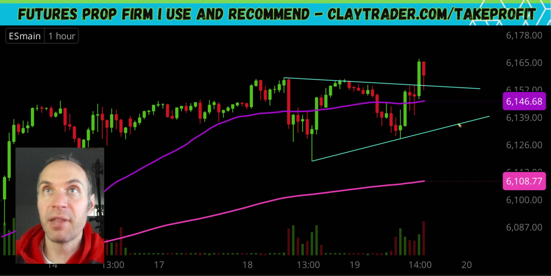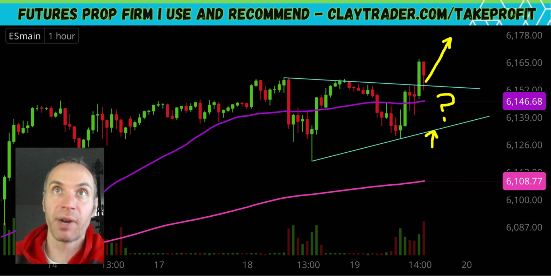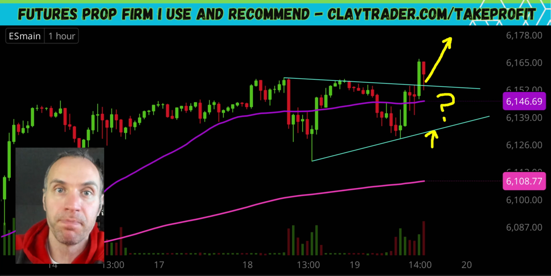So headed into the next session, as I already talked about, it's pretty much just a question of: is this breakout of the wedge going to generate more upside buying pressure? If not, and it pulls back, then I would certainly keep an eye on that lower trend line right there. But as of right now, the wedge has been broken. Let's see if the bulls can get more upside momentum.